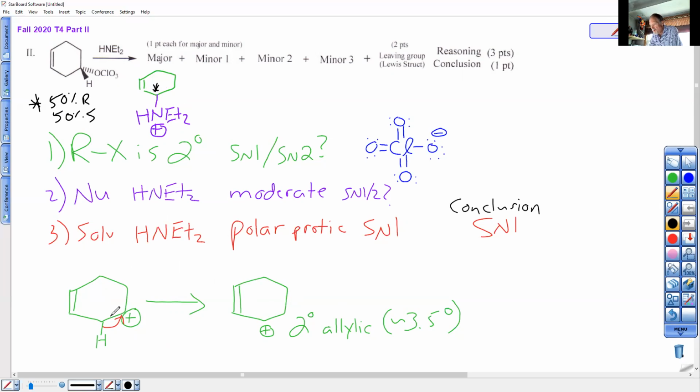There's also SN1 products from the inferior cation. Same story. It's a secondary carbocation that's becoming a stereocenter. You're going to get HNEt twice here with the same 50-50 mix of R and S. Show me you know that.